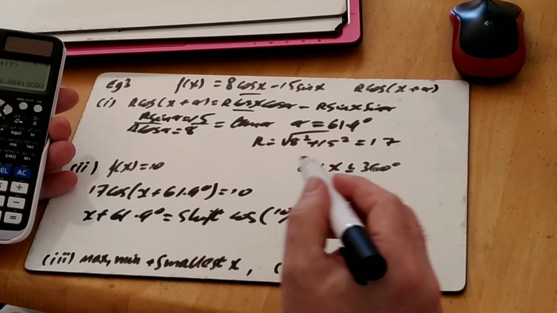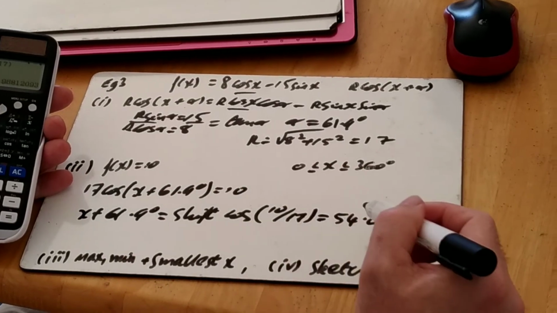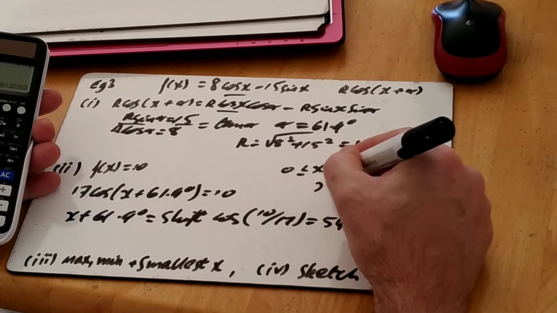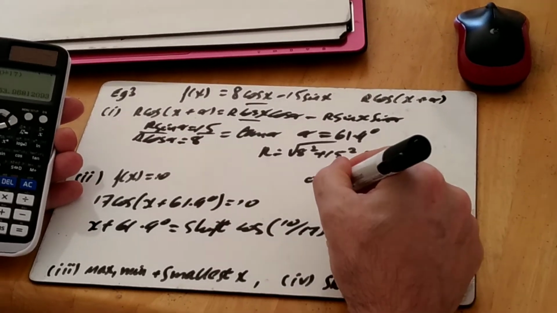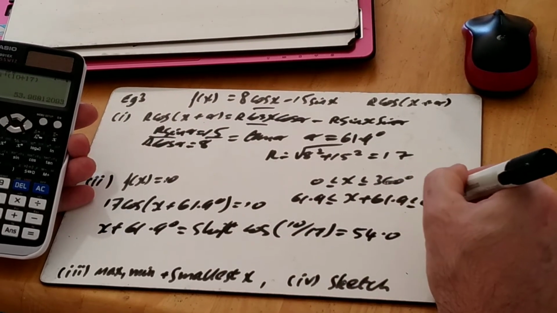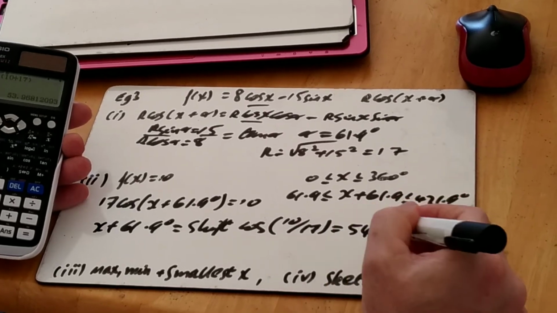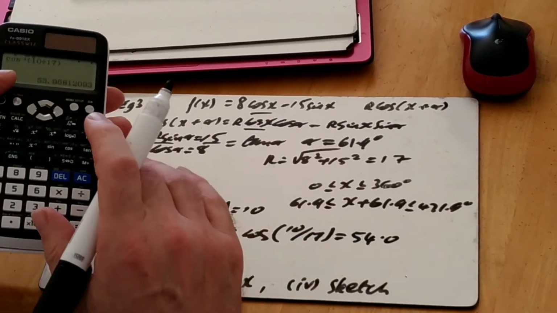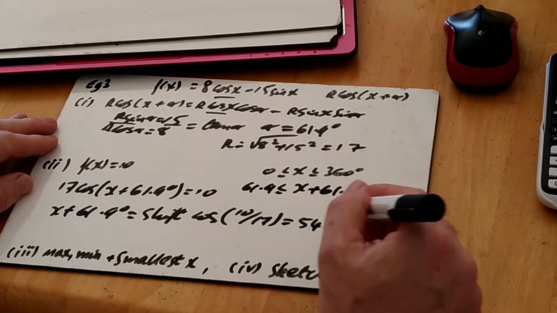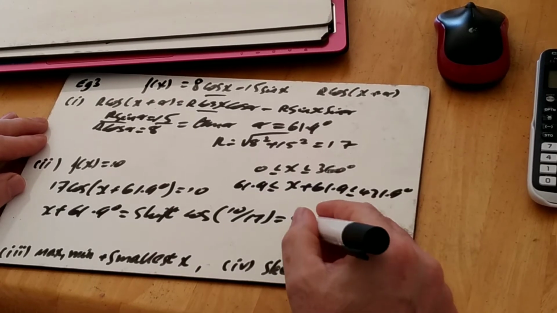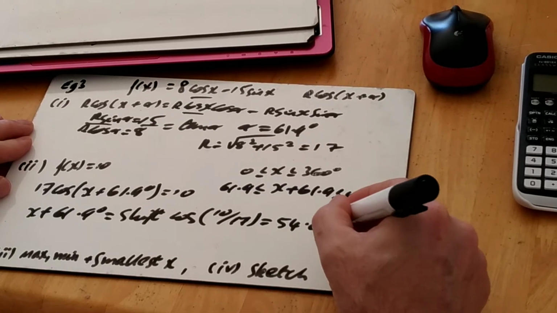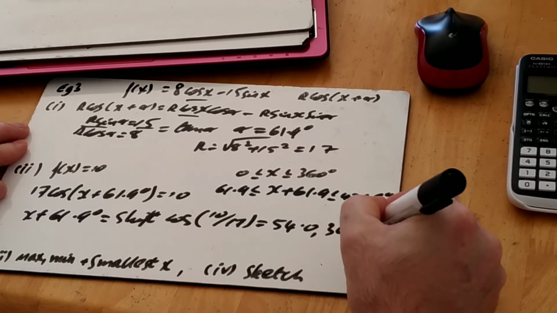Now, what I should have done as well, because when I subtract the 61.9, it's going to be out of my range, I should have thought about x plus 61.9 being somewhere between 61.9 and 421.9. The calculated answer gives me a value that's not in that range at all. So to get my two solutions, 0 to 360, I can do what I do normally. How do I find a second one, 0 to 360 from this? Take this off 360 for cos. So I'll get 306.0 degrees.